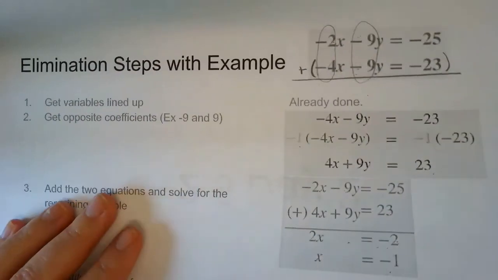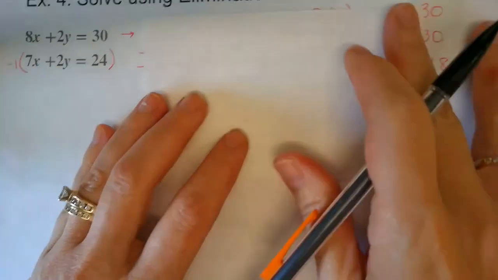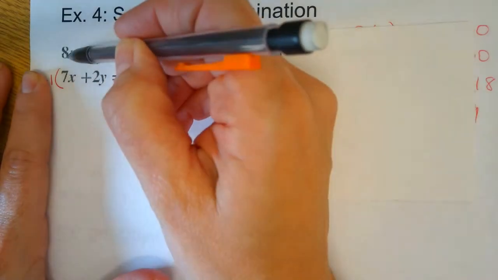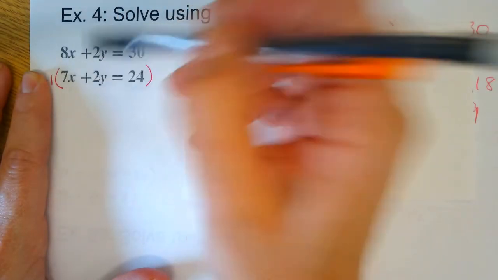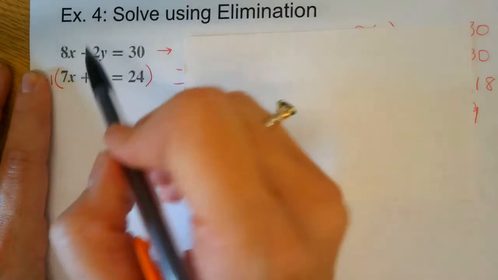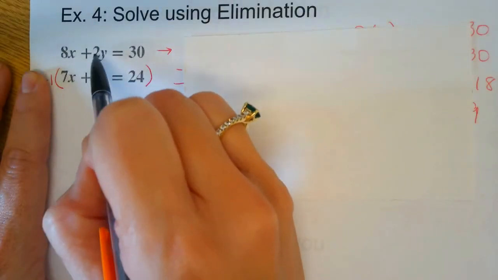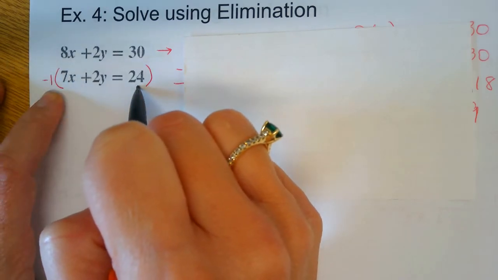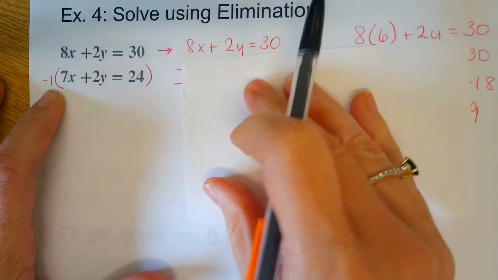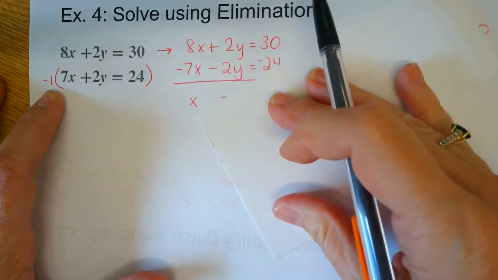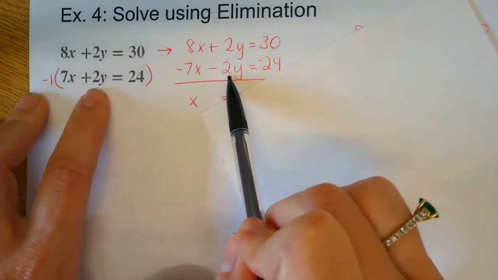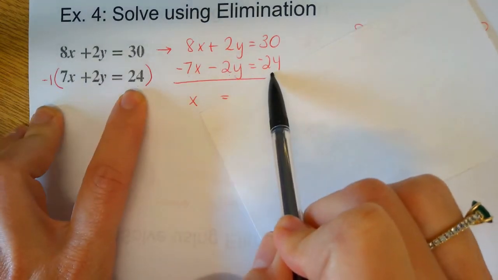All right, let's take a look at another example. As I'm looking at my system here, I notice that my x's are not the same, but my y's are the same. So since the y's are already the same, I can take one of my equations and multiply by -1. I left the top equation the same, and then I multiplied the bottom equation by -1.